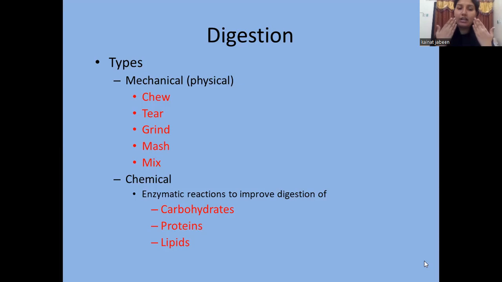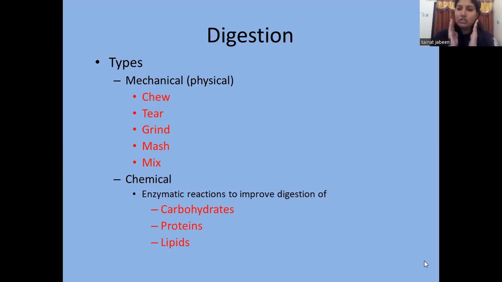Mechanical digestion, like we chew things with our teeth, grind things, tear or mix things. All this digestion happens in your mouth or your stomach. That is mechanical digestion. In the same way, chemical digestion starts from your mouth and continues to the intestine.